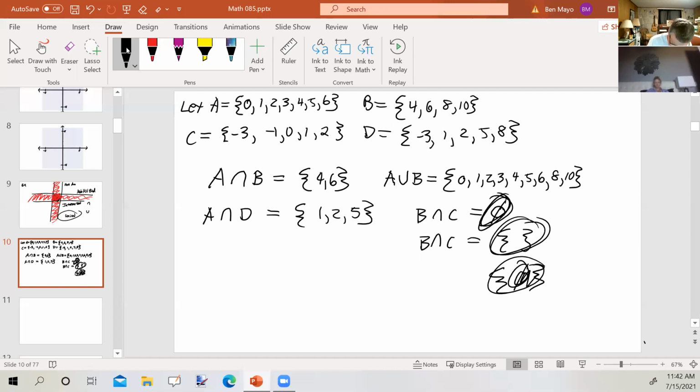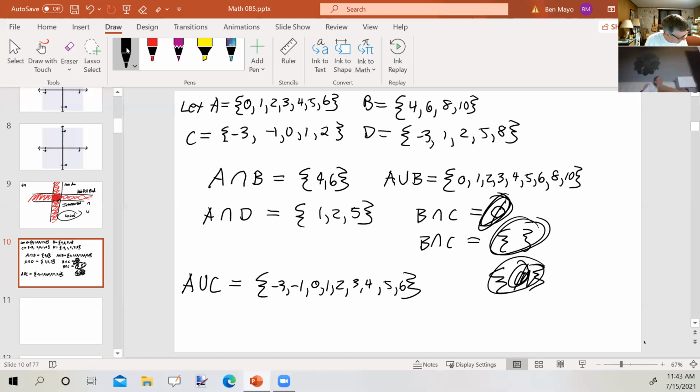How about the union of A and C? So A and C, we want everything in A along with everything in C. So -3, -1, 0, 1, 2, 3, 4, 5, and 6. All right. Any questions about these?